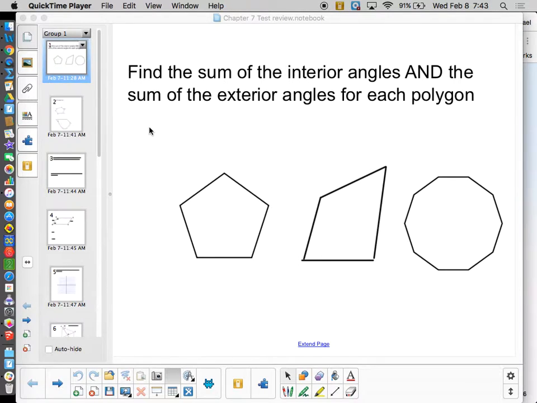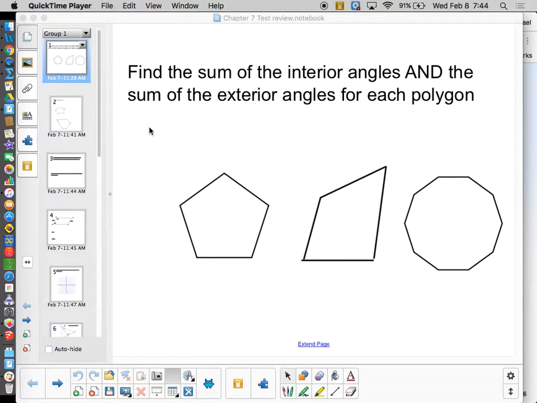So the interior and the exterior angles of each one of these polygons. Now I'll get a review sheet, and one for myself too, as long as I'm at it. Although I think I've got all the problems copied down.